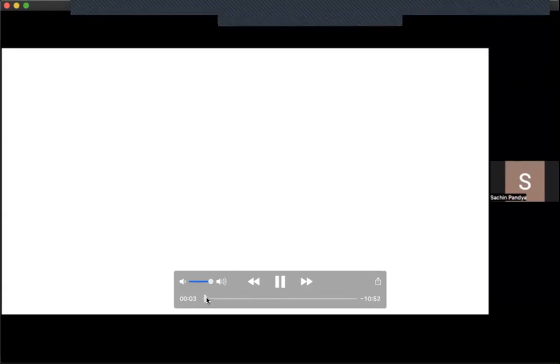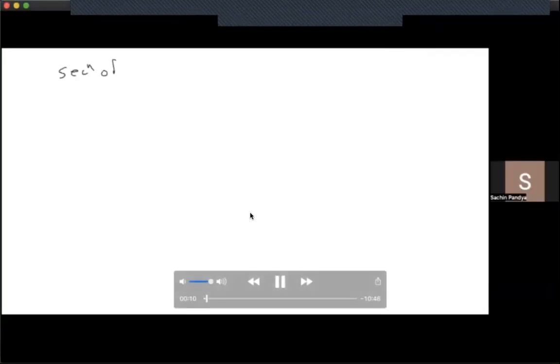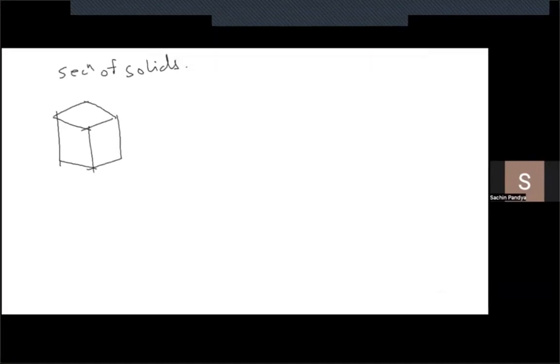So now we are doing sections of solids. What do you mean by section of solids? If you cut solids, how will they look? Let's take a square prism like this. If I tell you it is cut horizontally, how will it look? It will look like this. So this is what we need to draw.